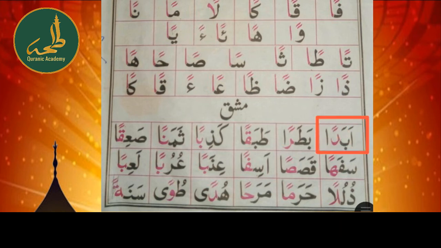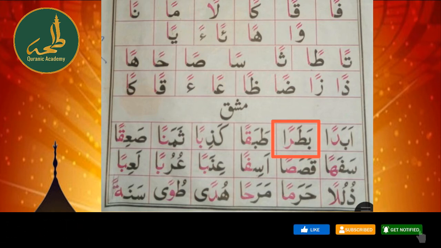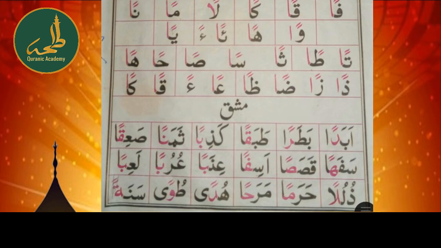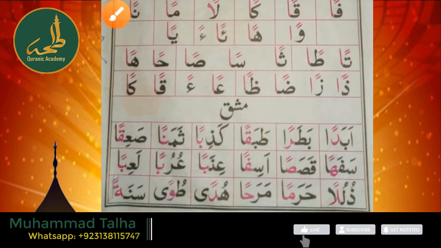Hamza zabar a, ba zabar ba, aba, dal do zabar dan, abadan. Ba zabar ba, ta zabar ta, batwa. Ra do zabar ran, batwaran. Twa zabar twa, ba zabar ba, twaba. Qaf do zabar qan, twabaqan.